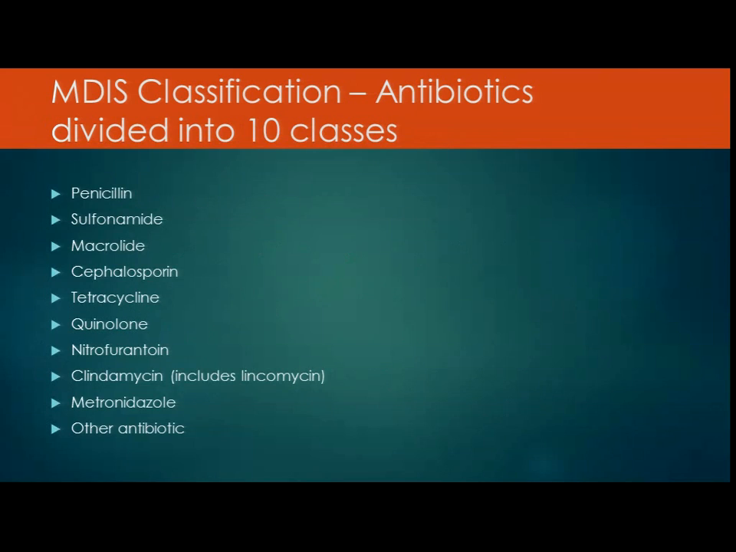They put them in the other category. So basically everything else was in other, including nonsteroidals and ACE inhibitors, which proved to be the most common. If you look at the antibiotics, they divided them into 10 classes: penicillins, sulfonamides, macrolides, cephalosporins, tetracyclines, quinolones, nitrofurantoin, clindamycin, metronidazole, and then others, so for the orphan drugs.